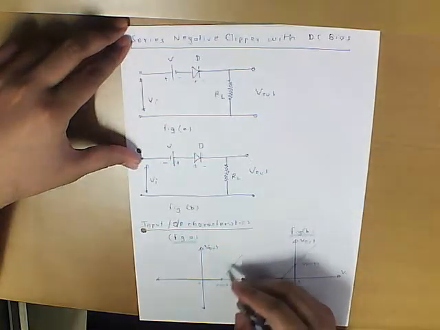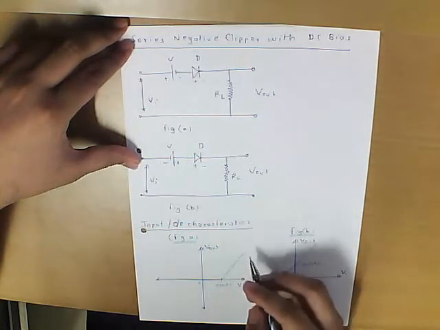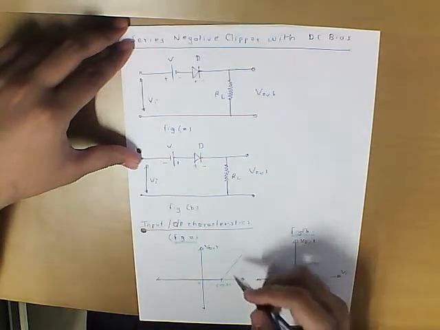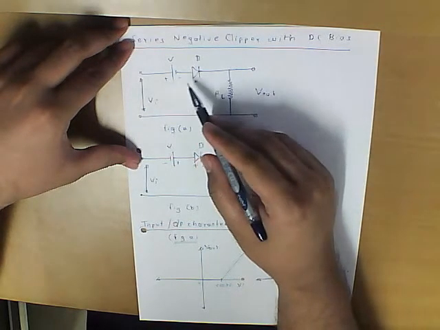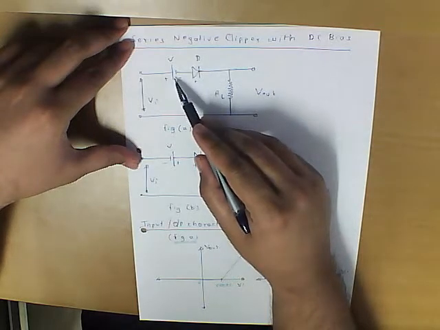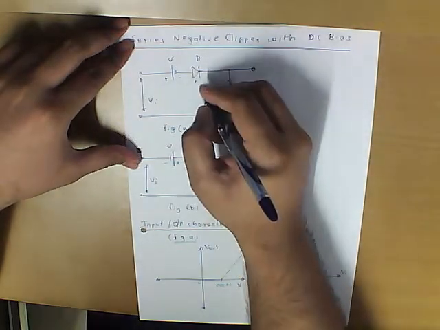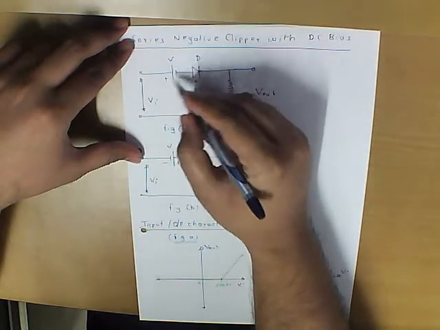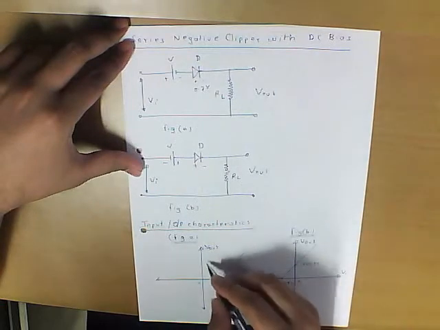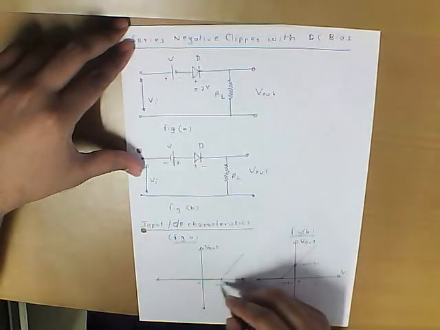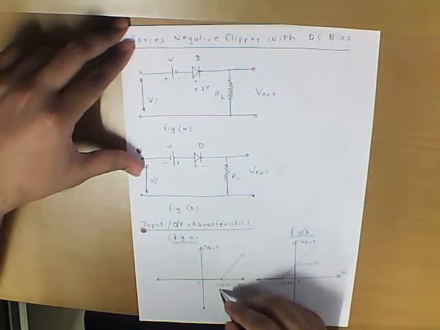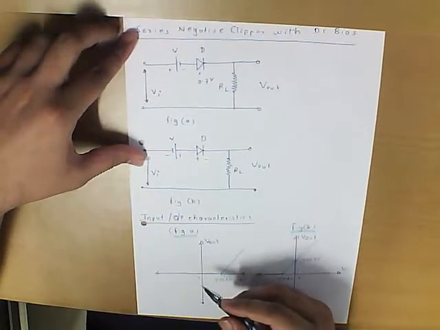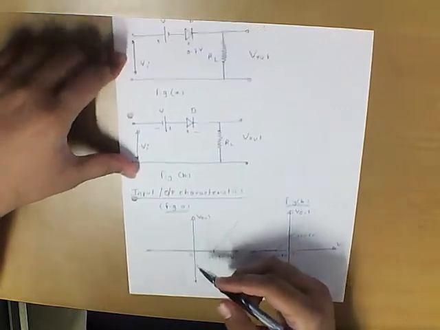Let us first see the input output characteristics here. The output should follow the input only when it overcomes V volts and 0.7 volts. So when it covers V as well as 0.7, the output should be equal to V in. Below V plus 0.7, the output should not follow the input. So that is what we actually want.